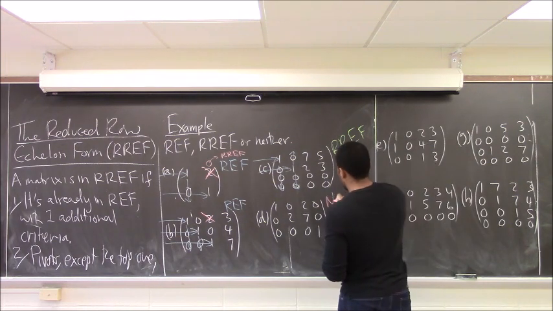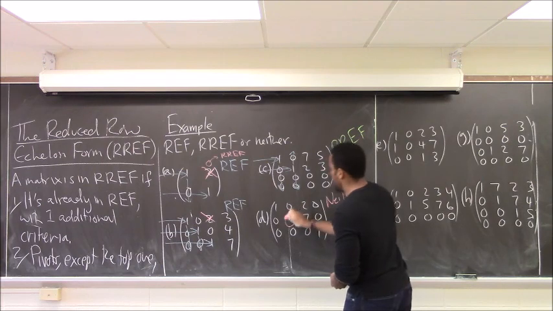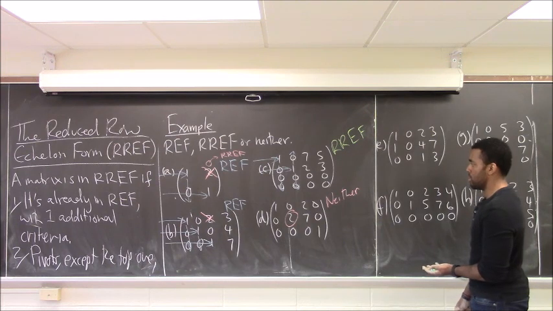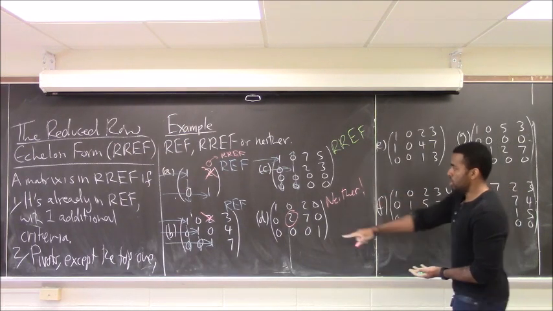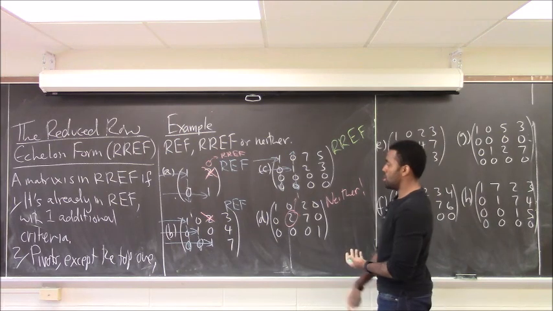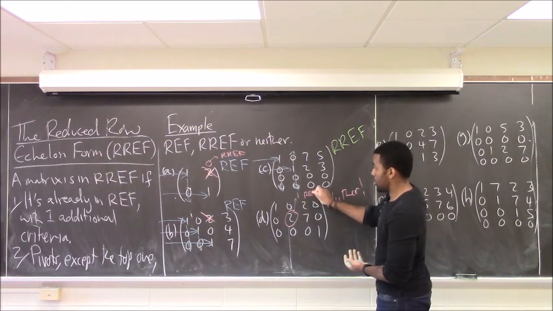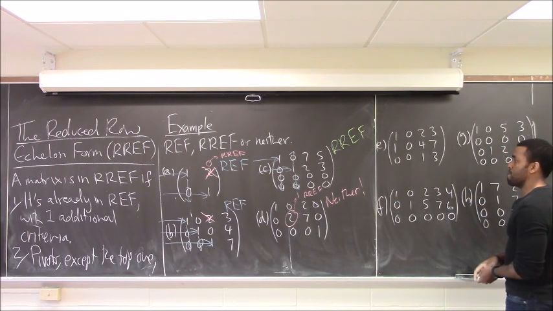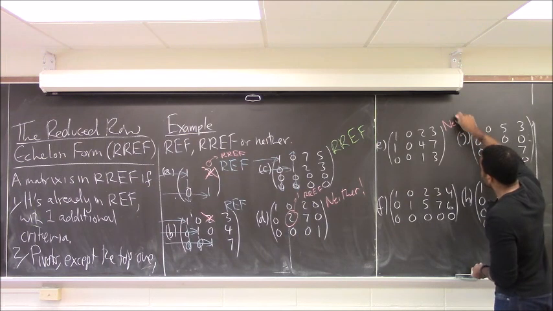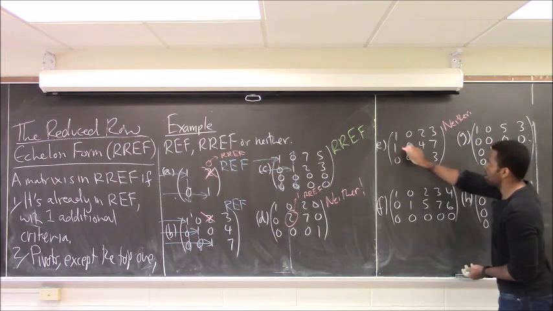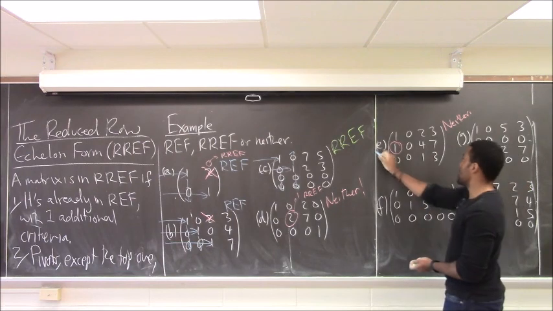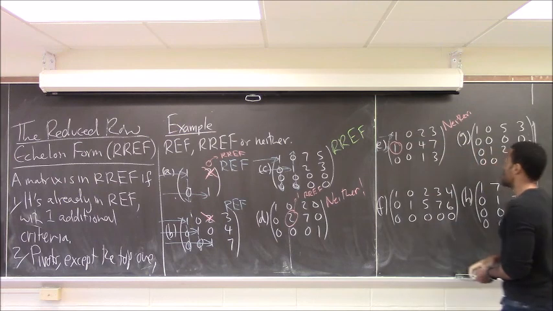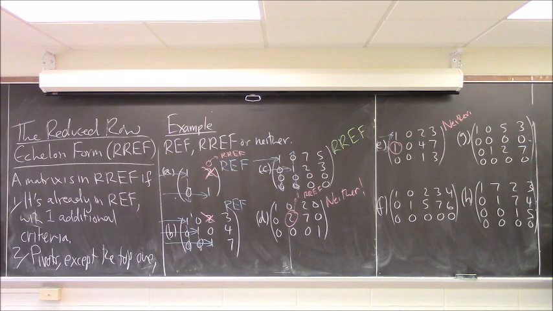This one. Neither. What's the problem? The 2 again. Can we fix that? If the 2 were a 1, that would actually make it RREF. This one. Neither. What's the problem? This guy's a problem. He is the first non-zero number in a row. He's not to the right side of the one that's above him. So that's a problem. That one needs to be a 0.